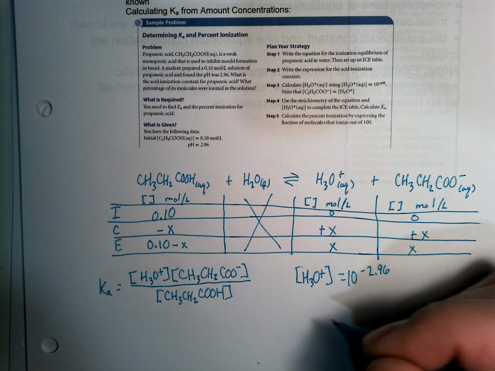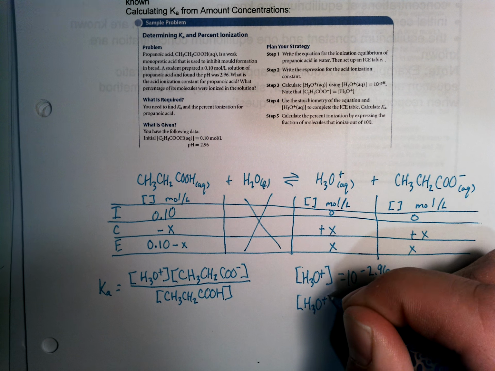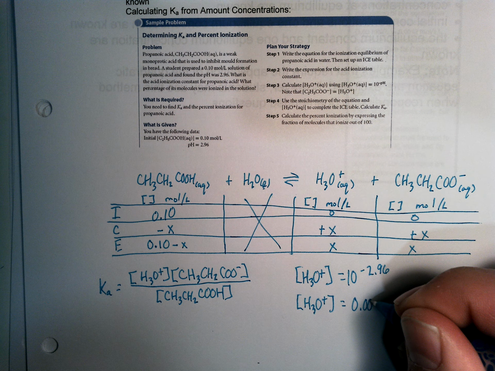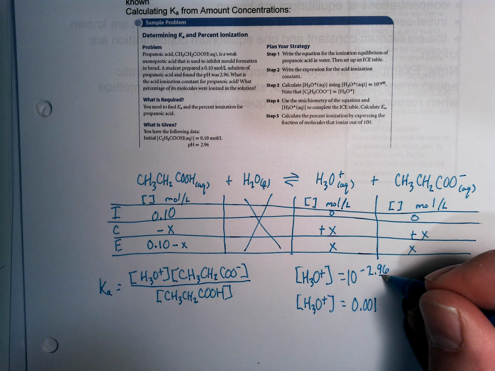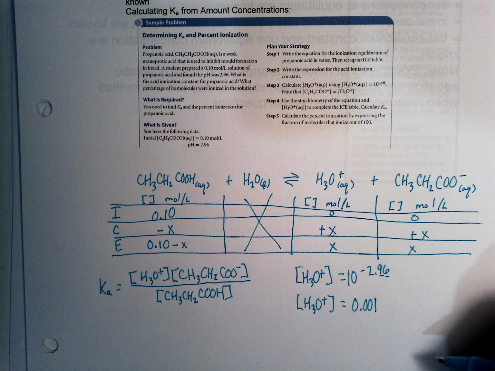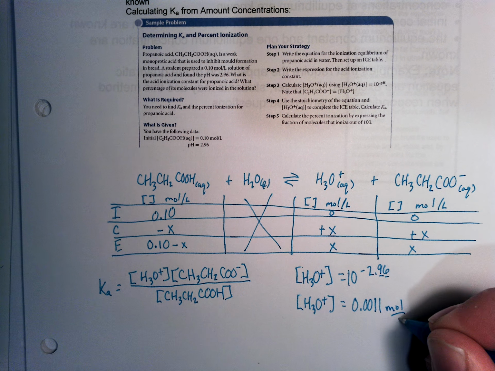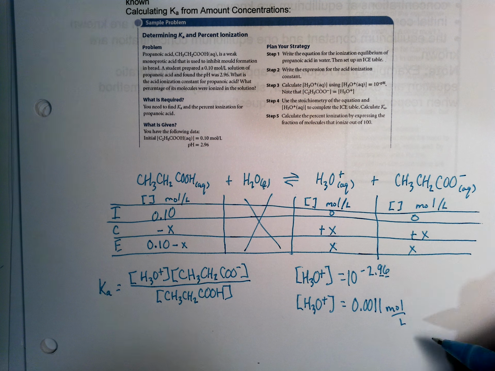So our concentration of hydronium is equal to 0.001, and for significant digits, we have 2 after the decimal place, so it would be 1. Okay, moles per liter. So that's our concentration of hydronium, which is equal to x.